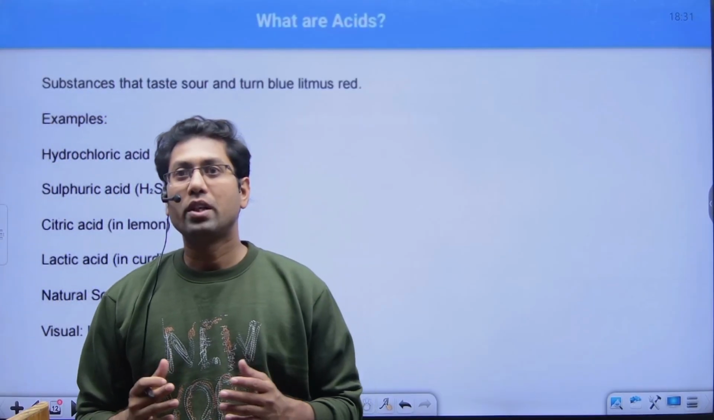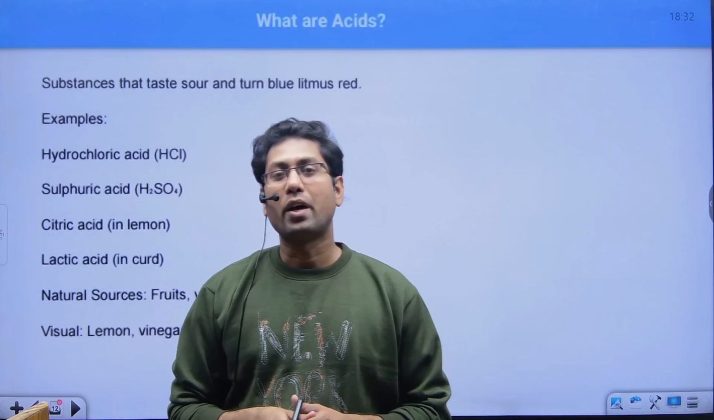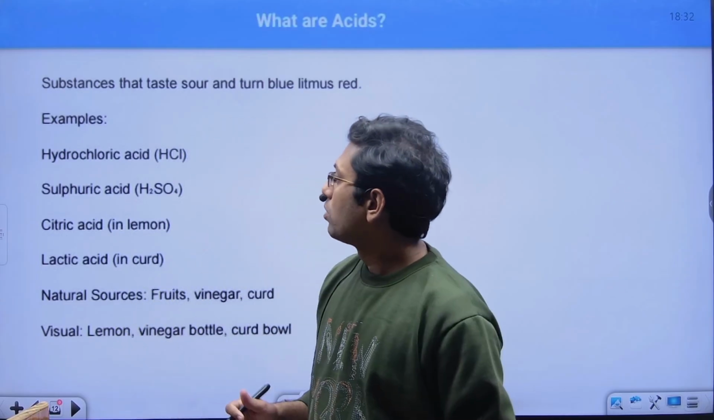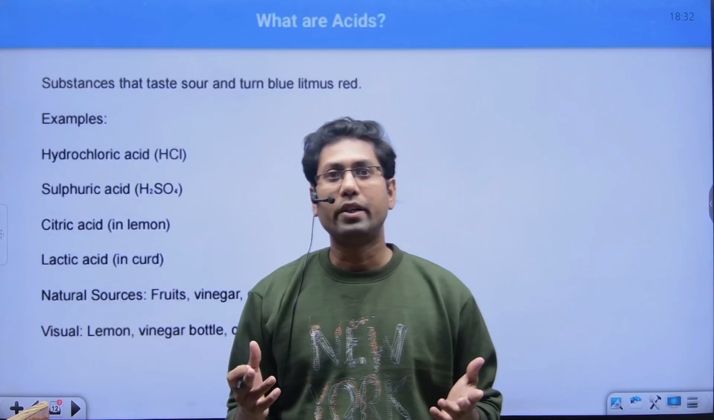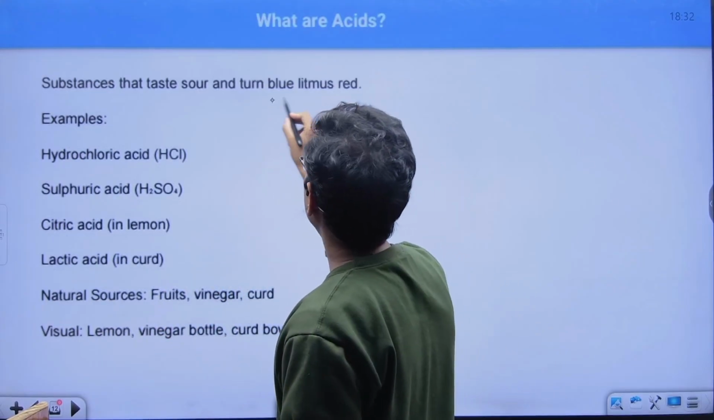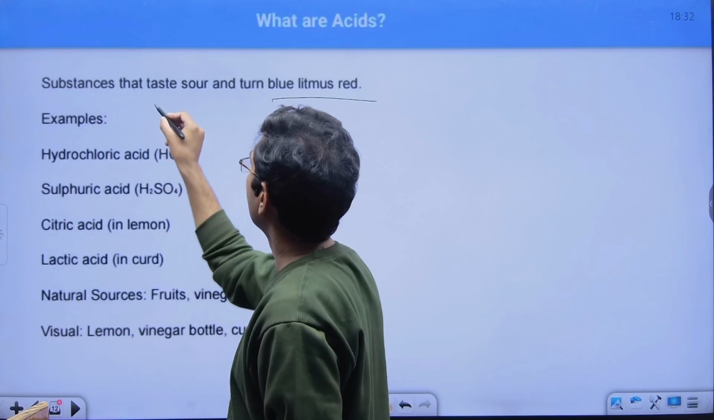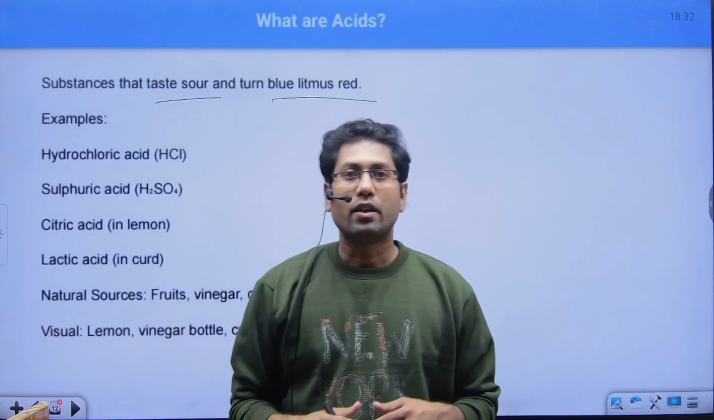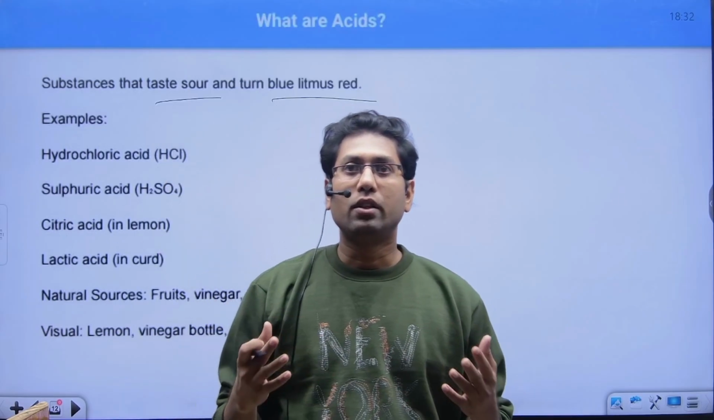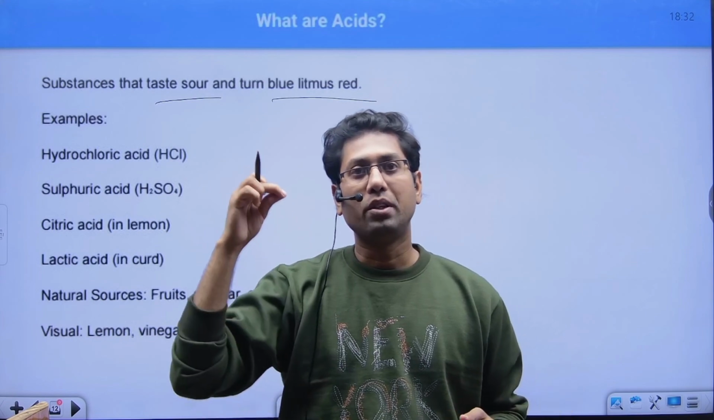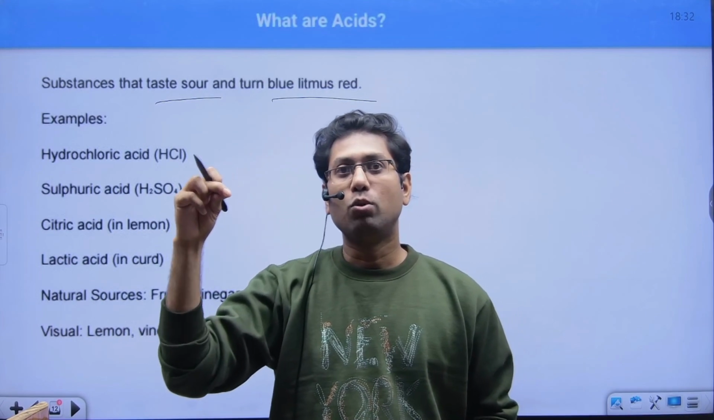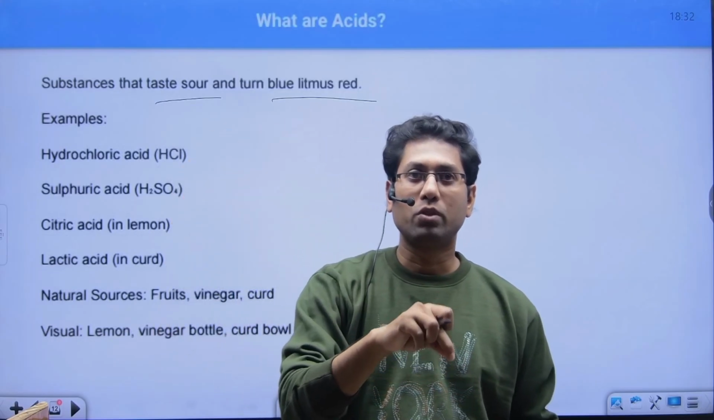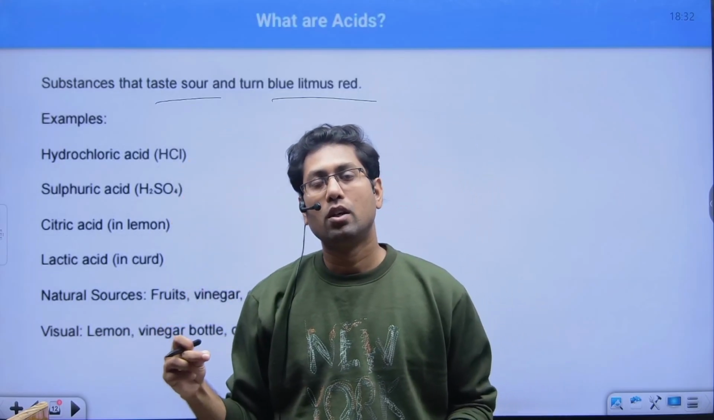So friends, now let's discuss some properties of acid. Acids are a little sour in taste, and they turn blue litmus paper red. If we use the indicator blue litmus paper, and you dip it in the acid, it will turn red. So this is an important property of acids.